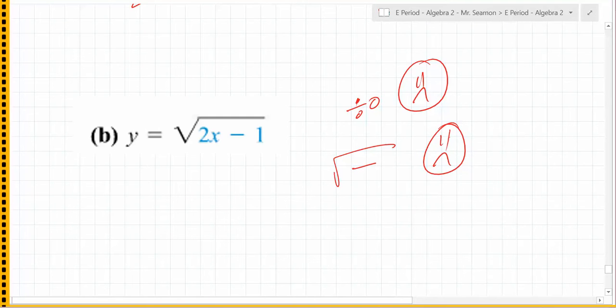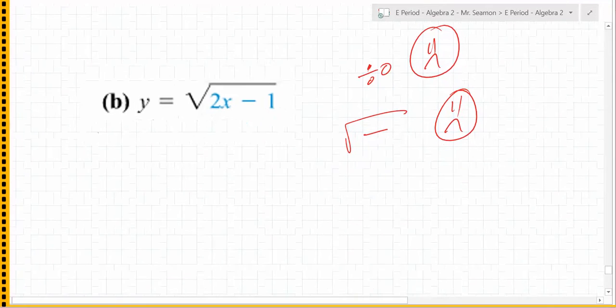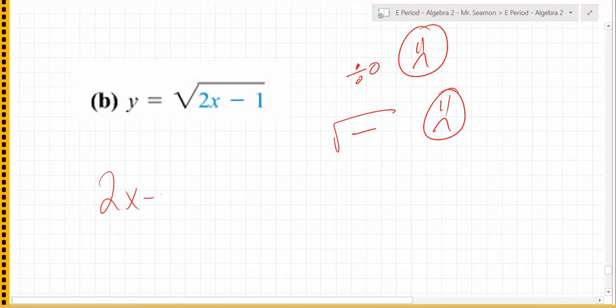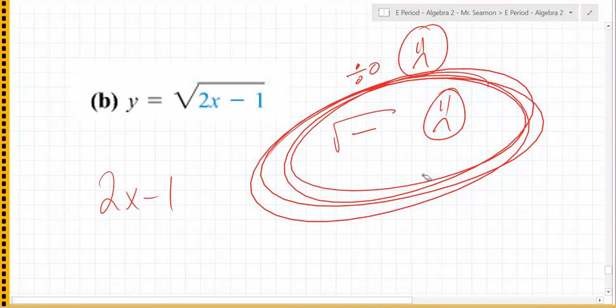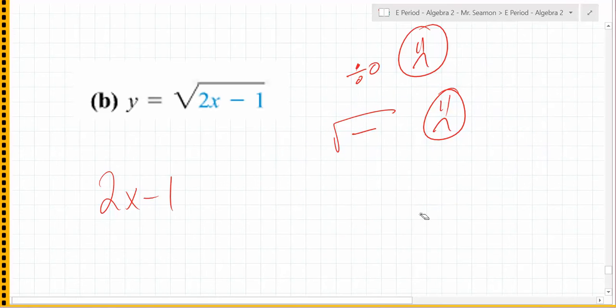The square root of -2 is imaginary. We don't like imaginary numbers, we want real numbers. So in this case, 2x minus 1 must be what? We just said we don't like the square roots of negative numbers, so this has to be positive or equal to 0. Is it okay if it's 0? Sure. What's the square root of 0? 0. But it has to be 0 or positive.